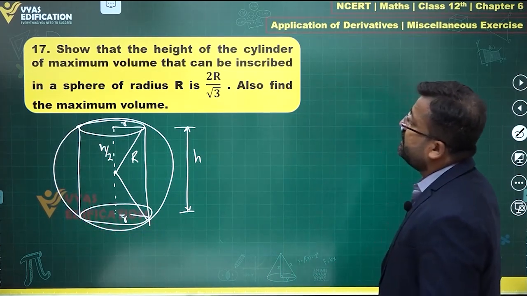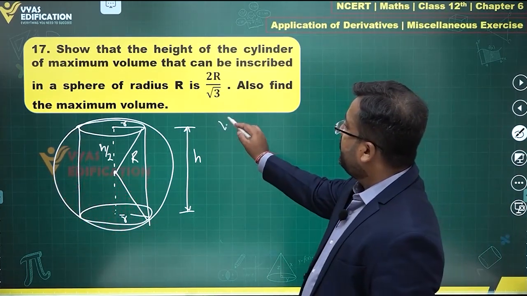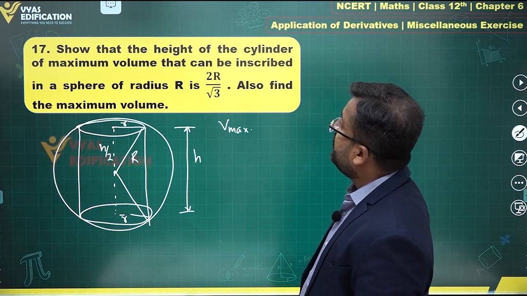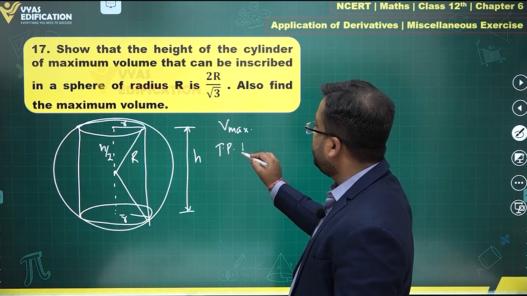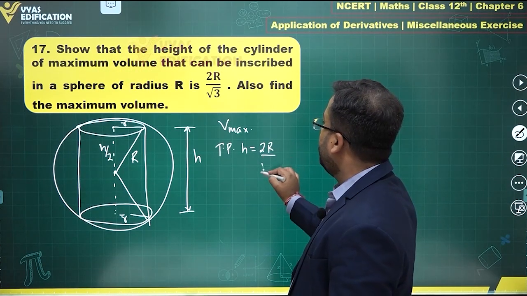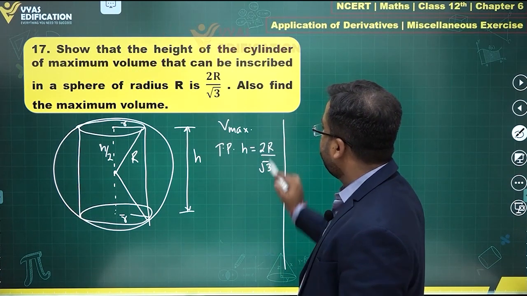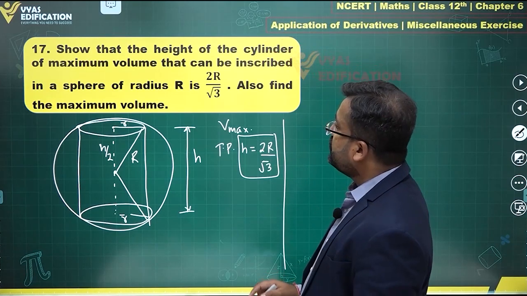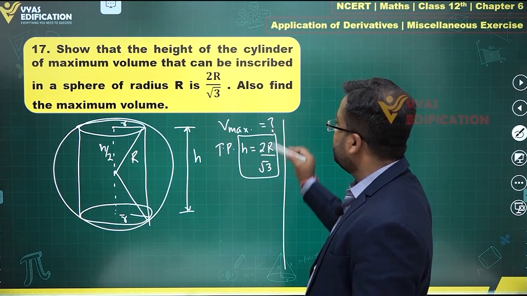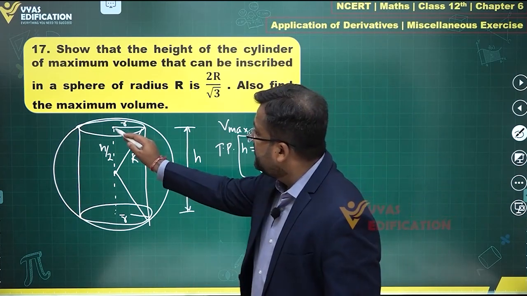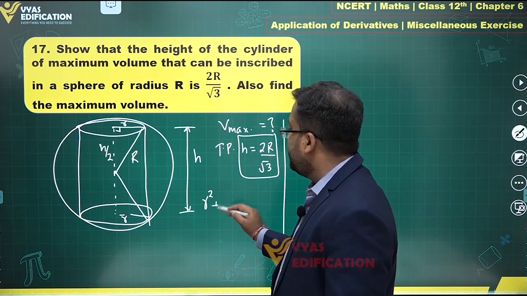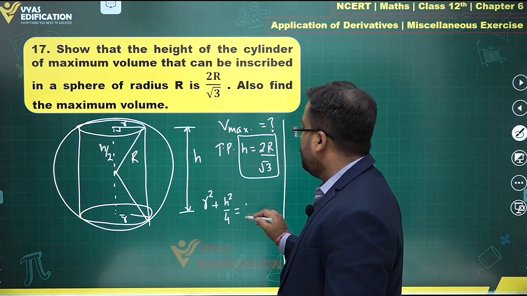Show that the height of the cylinder of maximum volume, V max, that's what we are supposed to deal with, that can be inscribed in a sphere of radius R is to prove height is equal to 2R upon root 3. That's our target. Also find the maximum volume. V max is equal to question mark. What is the relation between small r, capital R, and h by 2? You see that this is 90 degrees. So r square plus h square by 4 is equal to capital R square.